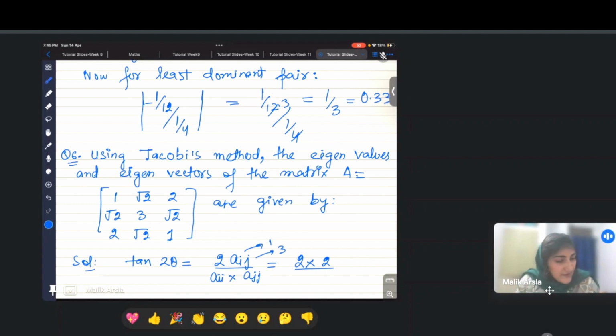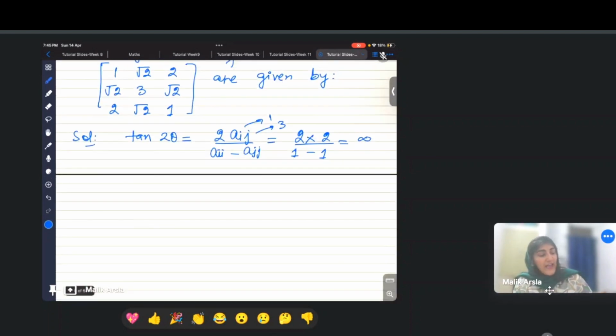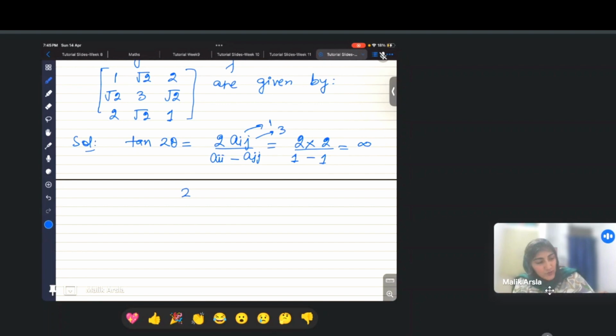So a_ii is, sorry, it's minus here. So a_ii here is a11, that is 1, minus a_jj. a_jj is a33, which is also equal to 1. So it will be 4 upon 0, which is infinity. So if tan 2 theta is infinity, then 2 theta is equal to pi by 2, which implies theta is equal to pi by 4. So this is how you find theta.